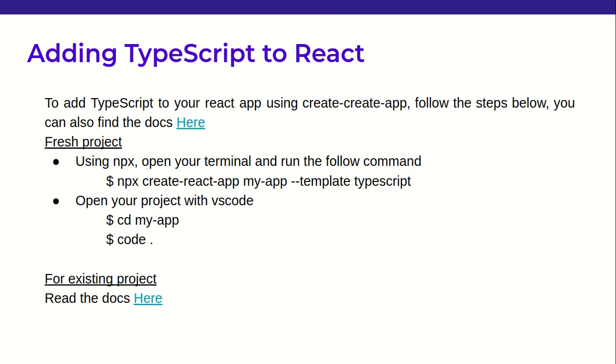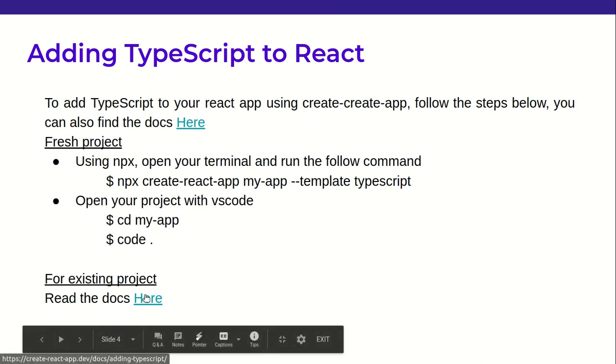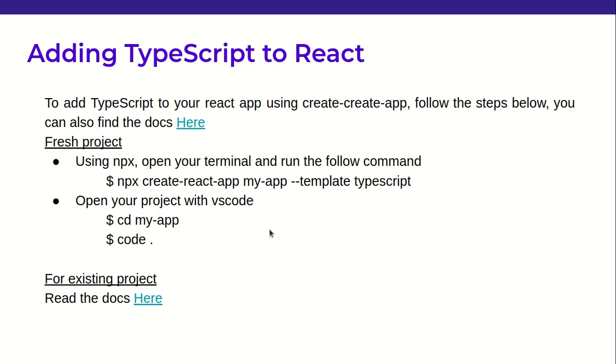So follow the steps below. You can find the docs here. I will show you the docs. If you're using it in a fresh project, you can use npx: open your terminal and run the following command: npx create-react-app my-app, and you specify a template argument here and you specify TypeScript. Just doing this, create-react-app automatically generates boilerplate code for a React project that uses TypeScript. Then you open your project with VS Code, and you can start your project here. For existing projects, you can look at the documentation provided on the slides here. So that's just how easy it is to add TypeScript to your React project.